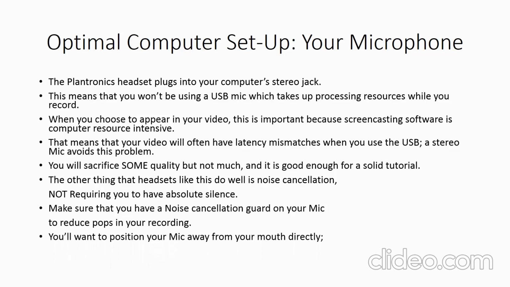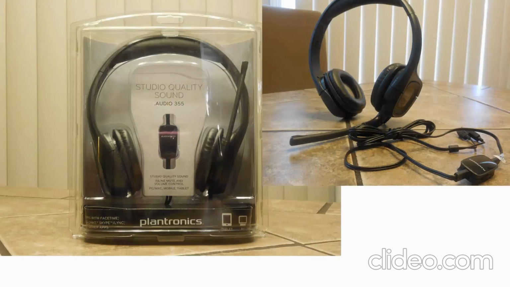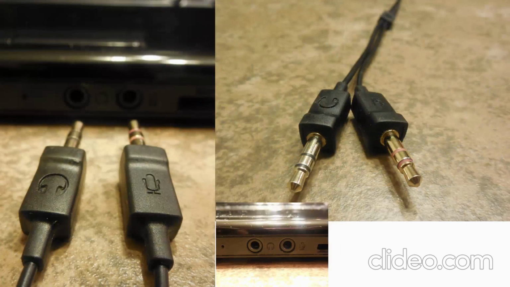Now, one of the things you're going to want to do when you are screencasting, particularly with Camtasia 9, is that you want to position your mic away from your mouth directly. This is going to keep you from producing pops. Now, let's take a look at the mic. Again, we're not talking about a huge expense, and these mics are readily available, very inexpensive. And what you'll notice again is that these mics plug into the stereo jack. They do not plug into the USB jack.